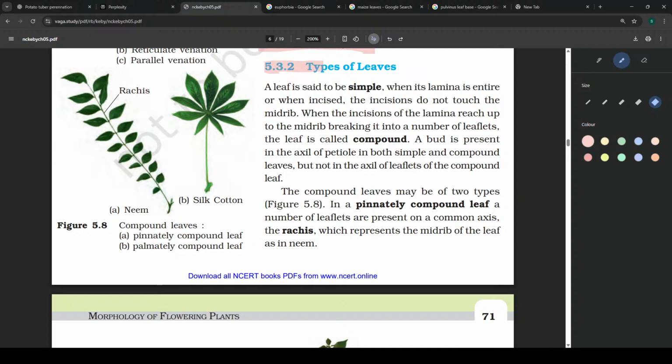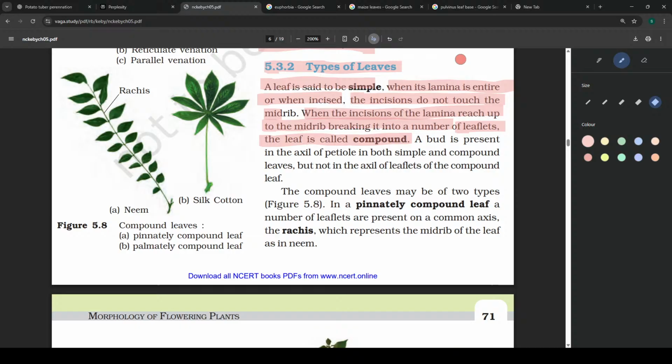Next topic is the types of leaves. A leaf is said to be simple when its lamina is entire or when incised, the incisions do not touch the midrib. When the incisions of the lamina reach up to the midrib, breaking it into a number of leaflets, the leaf is called compound. Basically, we saw a number of incisions making different structures of leaves, and when these incisions do not touch the midrib or there are no incisions at all, we call it a simple leaf.